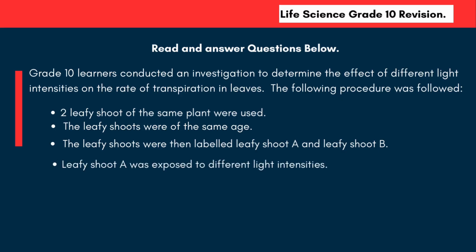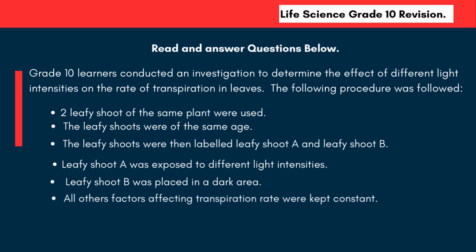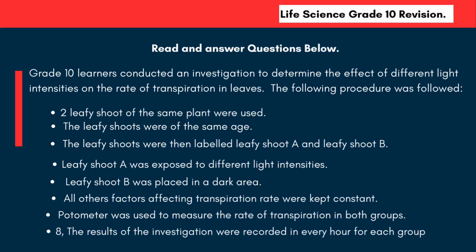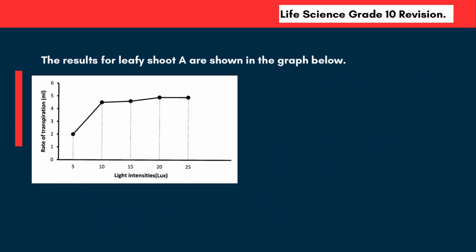4. Leafy shoot A was exposed to different light intensities. 5. Leafy shoot B was placed in a dark area. 6. All other factors affecting transpiration rate were kept constant. 7. A potometer was used to measure the rate of transpiration in both groups. 8. The results of the investigation were recorded every hour for each group. The results for leafy shoot A are shown in the graph below.